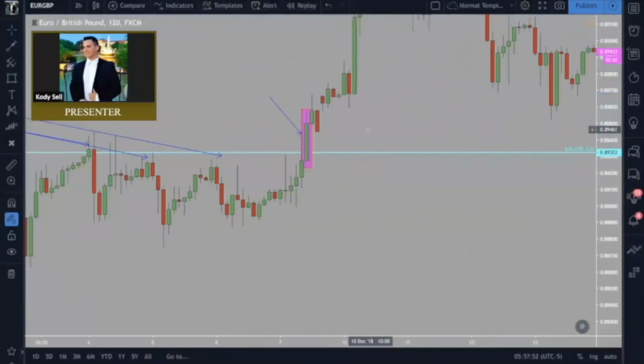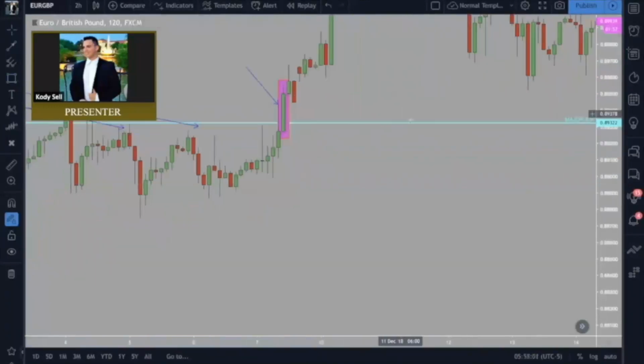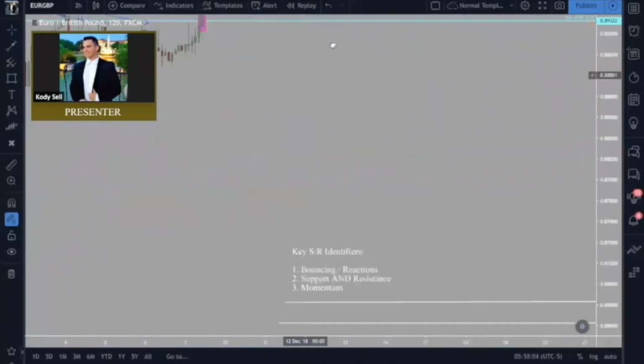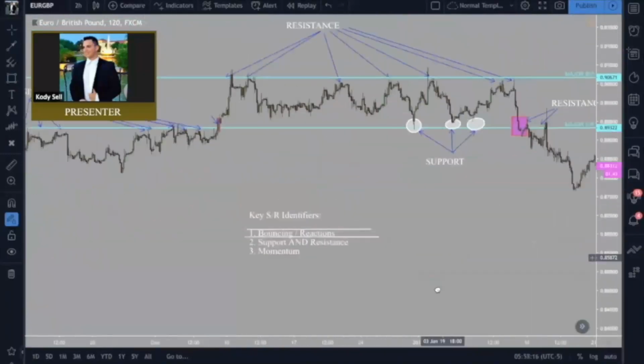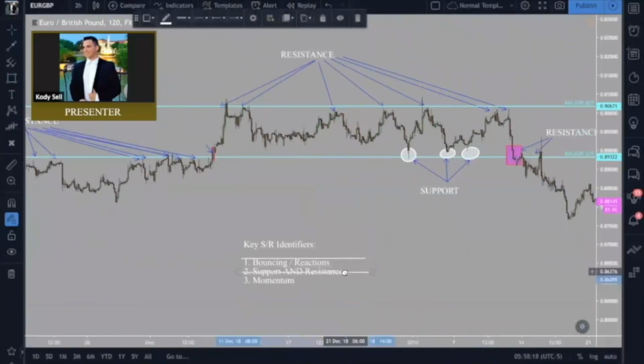What that tells us was that it took a strong candle, a lot of momentum, to break through this resistance up here. Okay, so we can indeed mark this off of our list. So let's zoom back out here. So boom, marked off, boom, marked off. And then number 3, momentum, we can mark off as well.